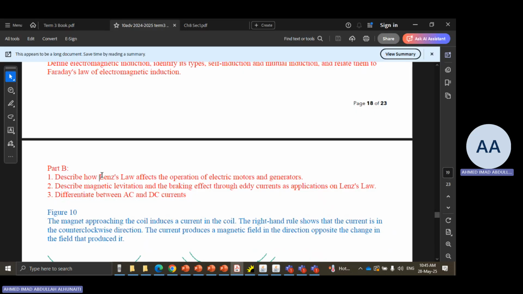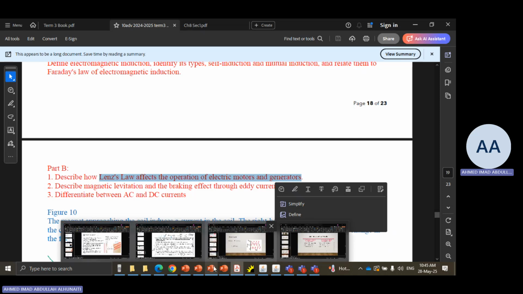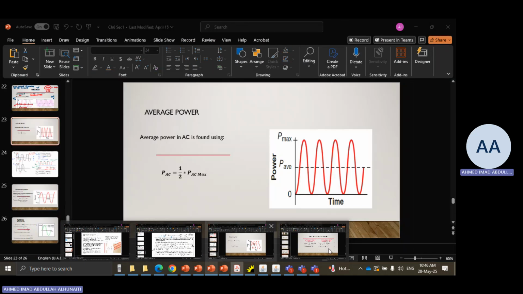Let's look at Lenz's law, how it affects motors and generators. I have this summarized, I think, somewhere.